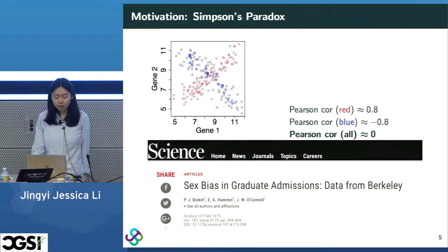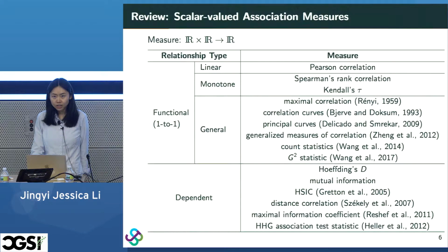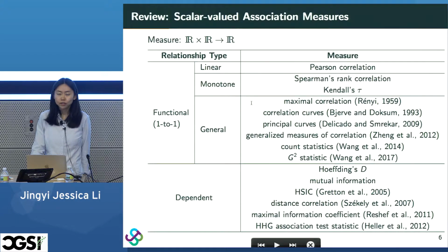So I'm just doing a summary here. I categorize those measures into two types. One I call functional, which means that they aim to capture one-to-one relationships. For example, Pearson correlation is for linear relationship, Spearman rank correlation and Kendall's tau for monotone relationships, and some other newer measures for more general functional relationships.